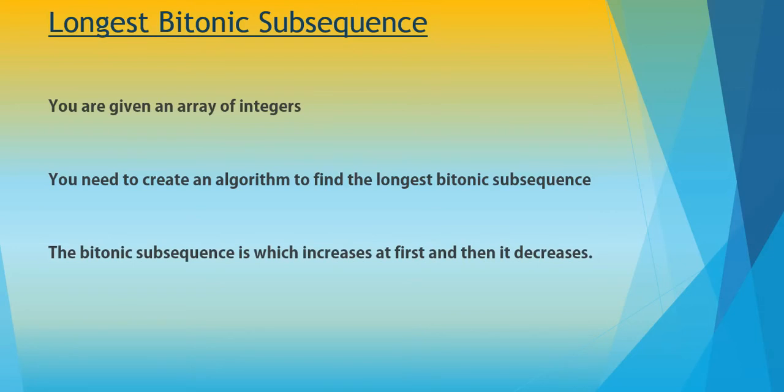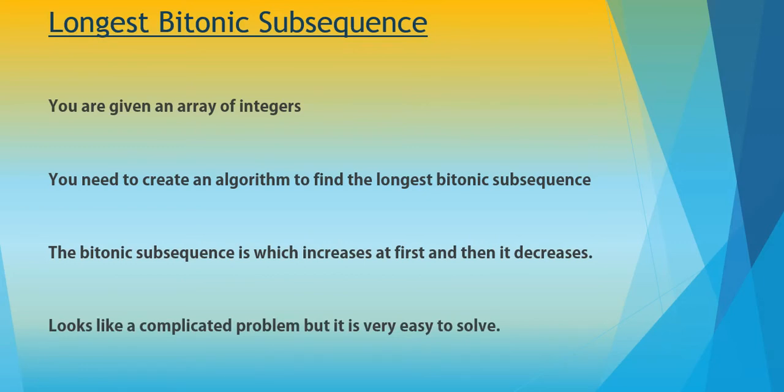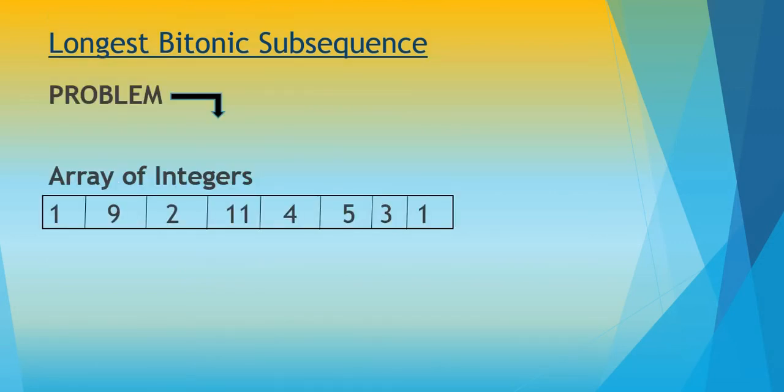Okay, so the Pythonic subsequence is the one which increases at first and then it decreases. So it is going to be a subsequence out of this array of integers which you are given, and it is going to increase at first and then it is going to decrease from a reference point. So a reference point is going to be an integer again. Like I told you earlier, it looks like a complicated problem, but it is very easy to solve. Okay. So the problem is, this is our array of integers 1, 9, 2, 11, 4, 5, 3, 1, and we are going to find the longest Pythonic subsequence on this array of integers. So let's now move to the solution.